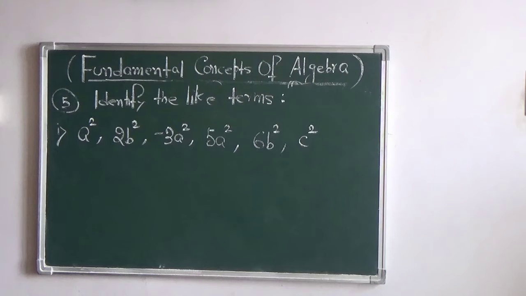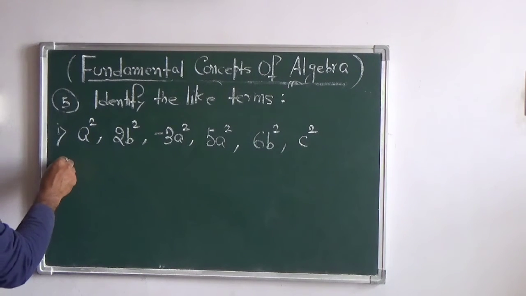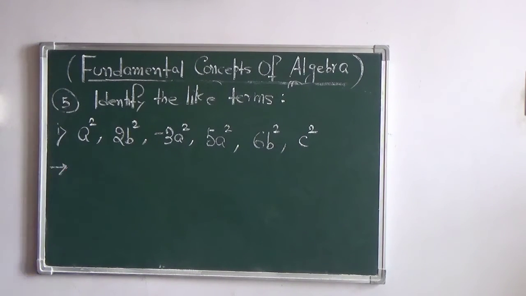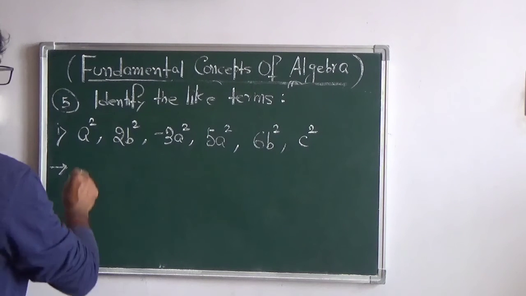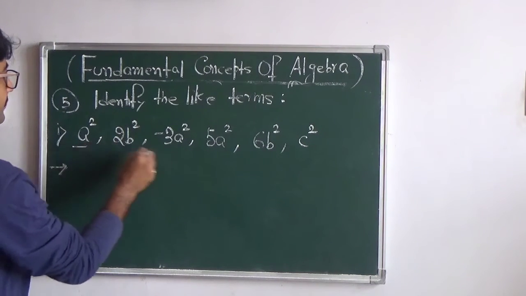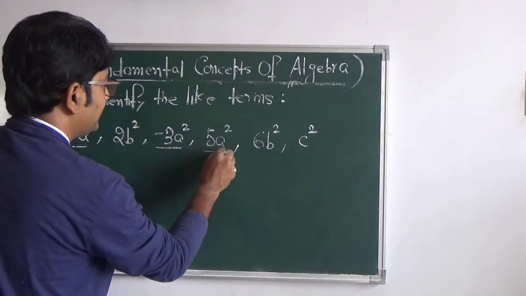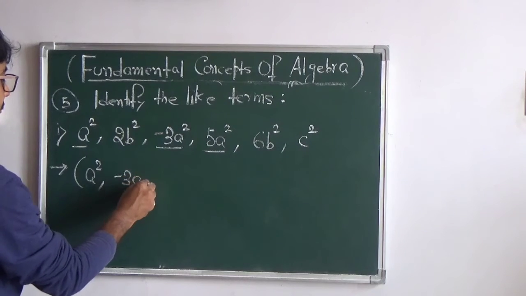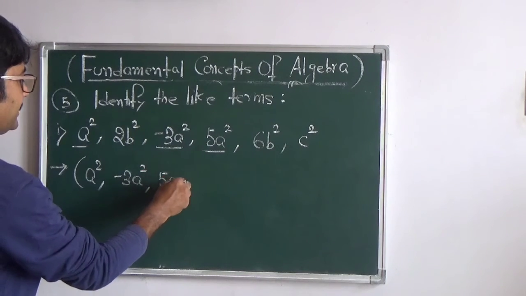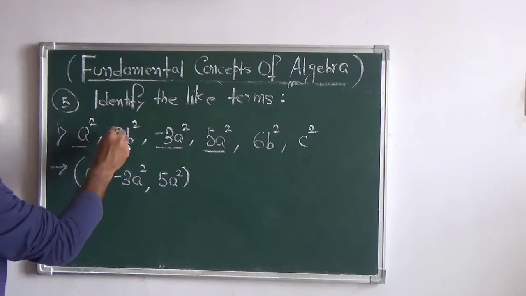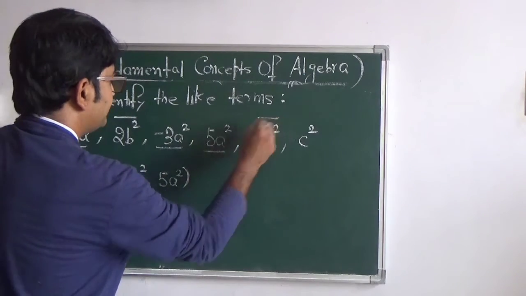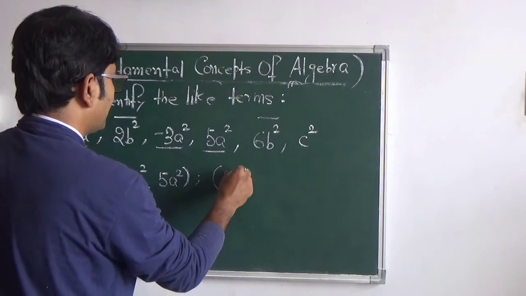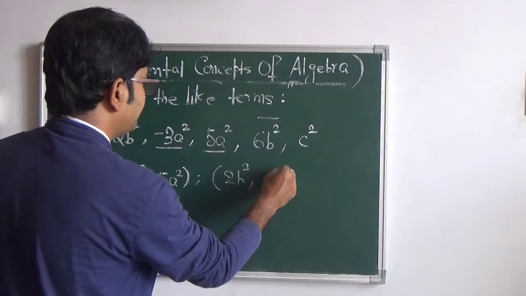So we have the like terms. I am not going into the definition. Once again, you already know what are called like terms. If you have forgotten, you can refer to the notes that you have discussed in the previous class. So here we have the like terms: a square, minus 3a square and 5a square. Anything else? 2b square and 6b square. Also we have 2b square and 6b square.